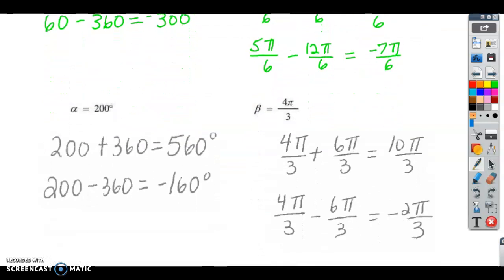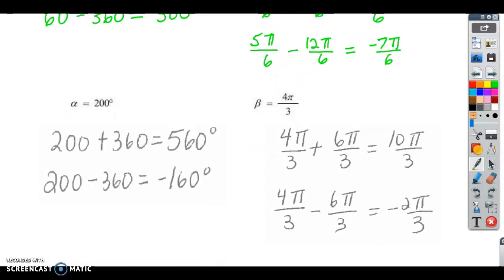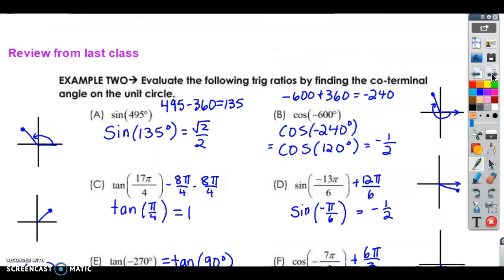So here are the next two examples. Hope you tried them before I showed you the answers. Make sure you can add and subtract 360. The second angle here, we are adding 6 pi over 3 because that's equal to 2 pi in thirds. 6 pi over 3 is equal to 2 pi. All right, moving on.